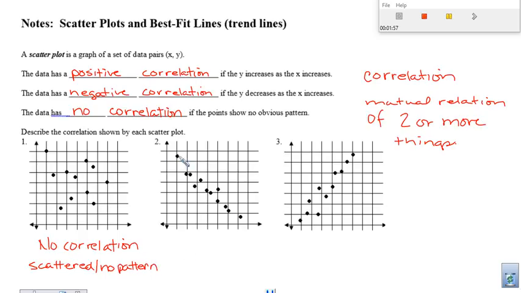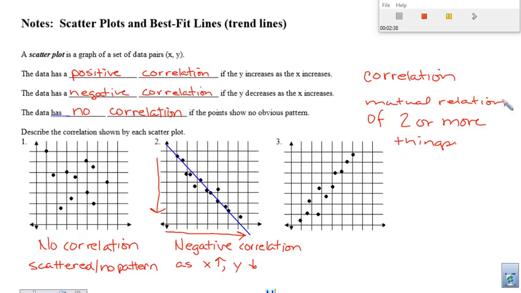This one here, you have a definite pattern where you could draw a line that gets close to most of the points all the way through. And then you can see that we have a negative correlation. It's negative because as the X increases, the Y's are decreasing.